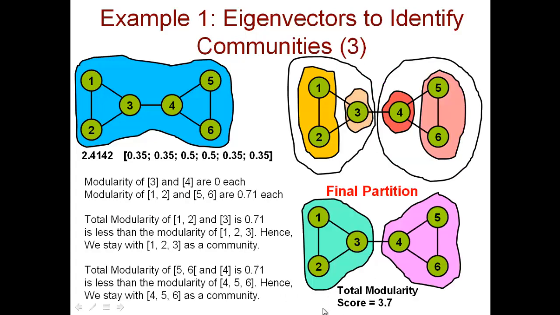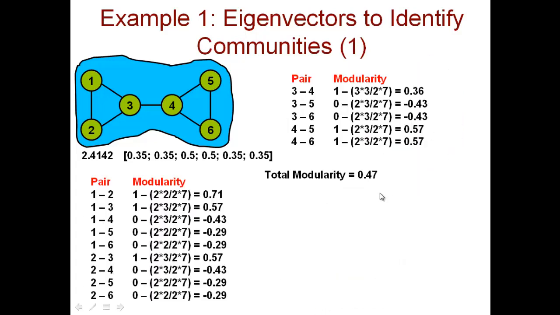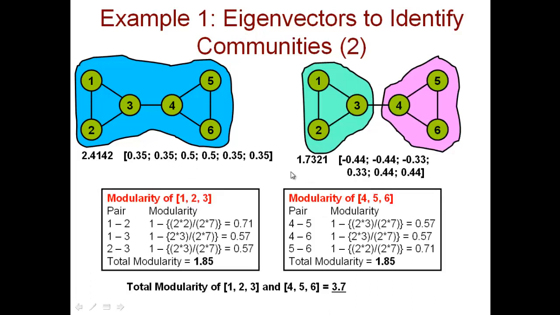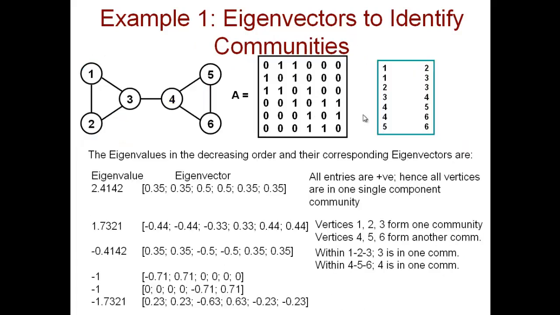So that means instead of having all the 6 vertices in one community and having a modularity score of 0.47, we could partition the graph into two communities like this and have a modularity score of 3.7. So now we need to decide, do we need to partition these communities further? For example, do we need to partition 1, 2, 3 into 2 or more communities, similarly 4, 5, 6. So we could find out using the third eigenvalue and the corresponding eigenvector.